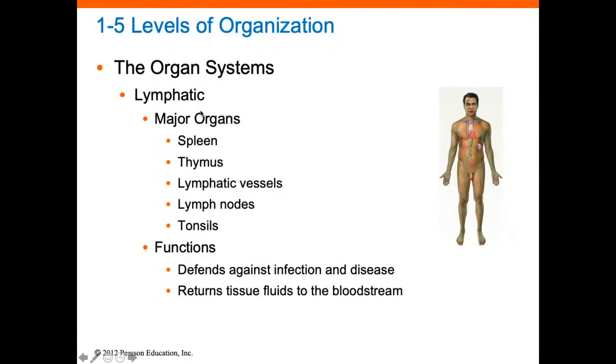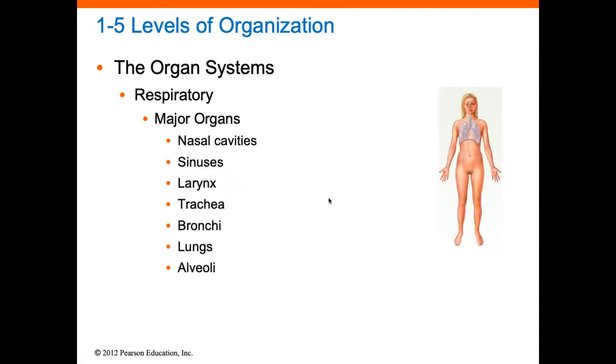Lymphatic system, this is part of the immune system. We have the spleen, thymus, lymph nodes, lymphatic vessels, and tonsils. These are part of the warrior system of the human body. It helps to defend us and fight infections and disease. And it helps to return tissue fluids into the bloodstream. It filters it and cleans it and returns it.